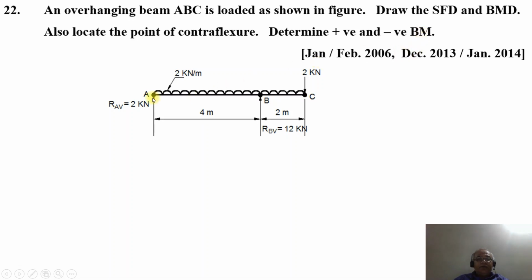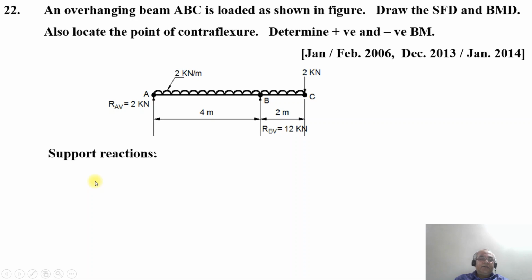So you can see from A to B you have a simply supported beam, and from B to C you have an overhang. So you have a UDL of 2 kilonewton per meter for an entire span of 6 meters, and then at the end you have a 2 kilonewton point load which is acting. So you can see the vertical support reactions RAV and RBV between A and B. Now this A and B has got a 4 meter span.